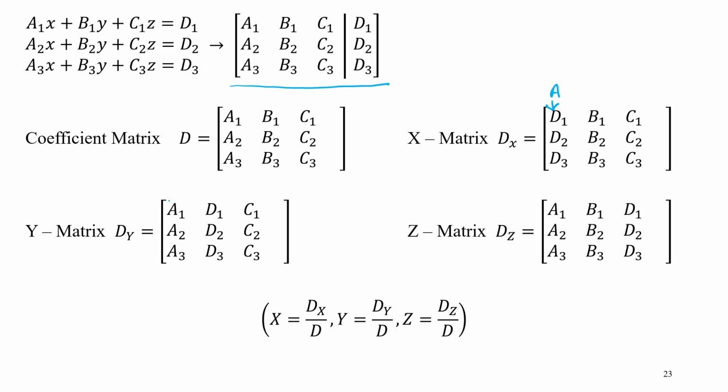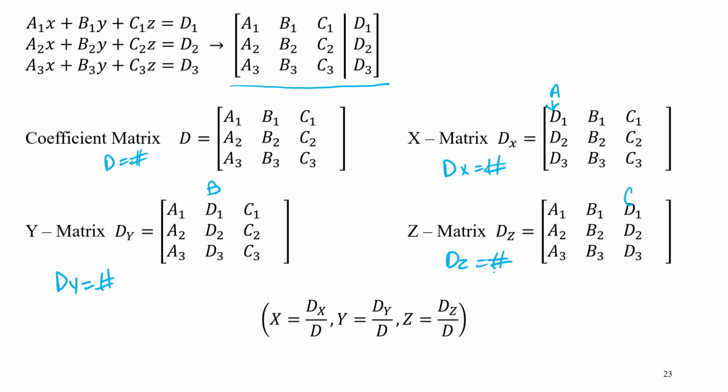For Y, you're keeping the A column and the C column, and you're replacing the B column with D. So this was your B column. For the Z matrix, you keep the A and the B column, and you replace the C column with the D column. So this was your C column. And then once you get all of those to a certain value, you'll have a number for the coefficients, you'll have a number for the D of X, you'll have a number for the D of Y, and you'll have a number for the D of Z.